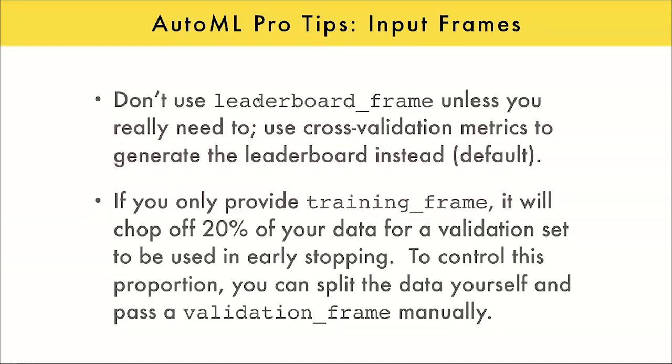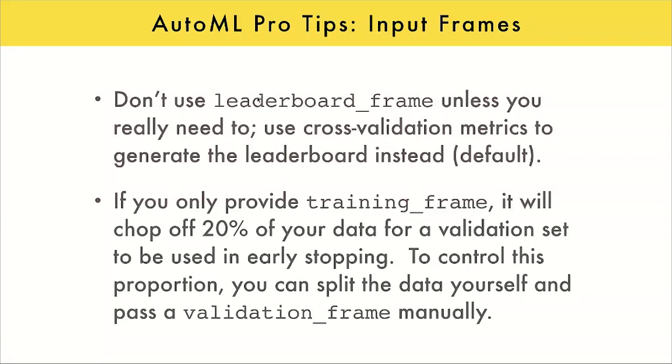That's provided explicitly so that you could score the leaderboard on some specific piece of data that you care about. But unless you know that you need that for some reason, the default would be that we just use cross-validation metrics on the leaderboard. In that sense, you're not wasting data just to score a leaderboard. So in the examples I showed, you really only have to provide a training frame. But we'll chop off a piece of your data to use for validation.